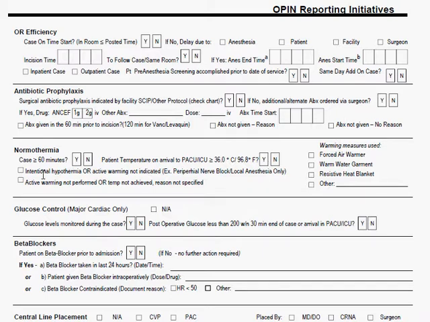The next PQRI measure that's on our sheet is the normothermia measure. This is a new initiative that was put out January 1st of 2010 by CMS. First question is, case greater than 60 minutes, yes or no? If it's shorter than that, we don't even care. We don't measure this metric.